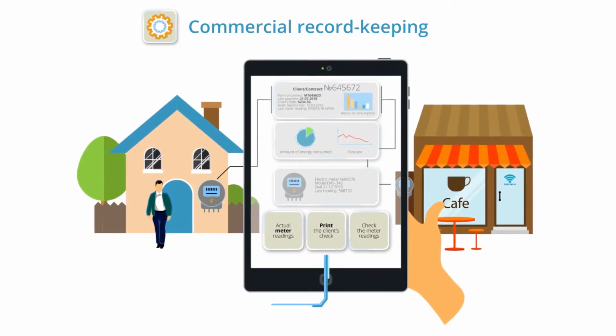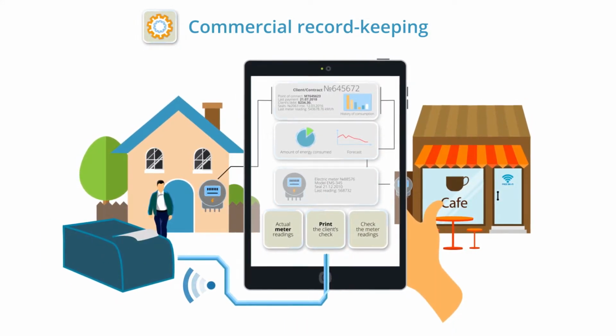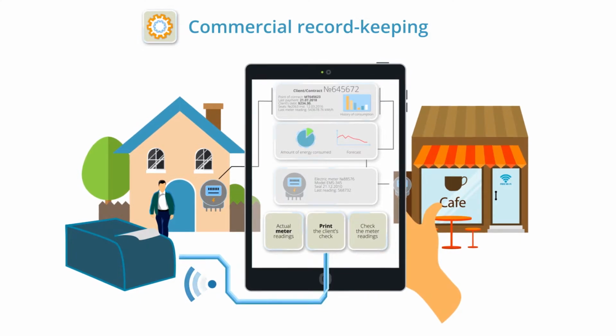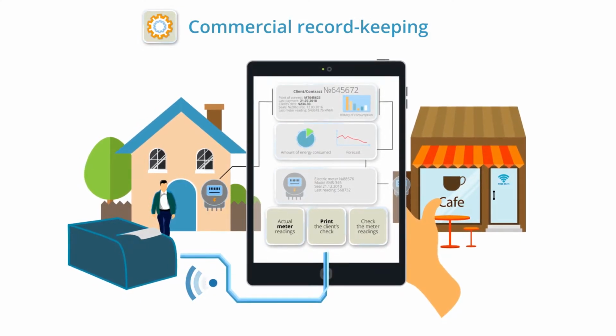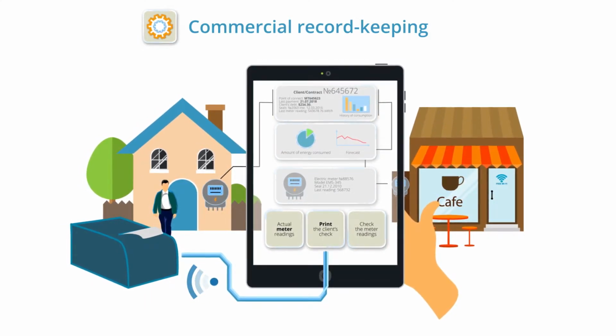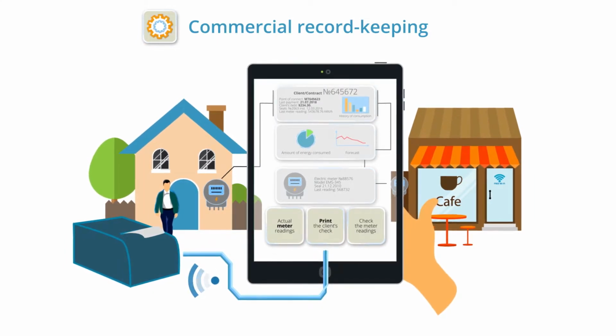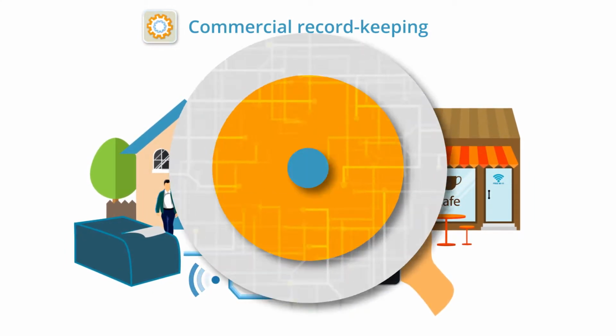Also, a field worker has the possibility of on-the-spot printing with the help of mobile thermal printers to keep track of all the necessary maintenance documents for the client. This includes checks, notifications, etc.